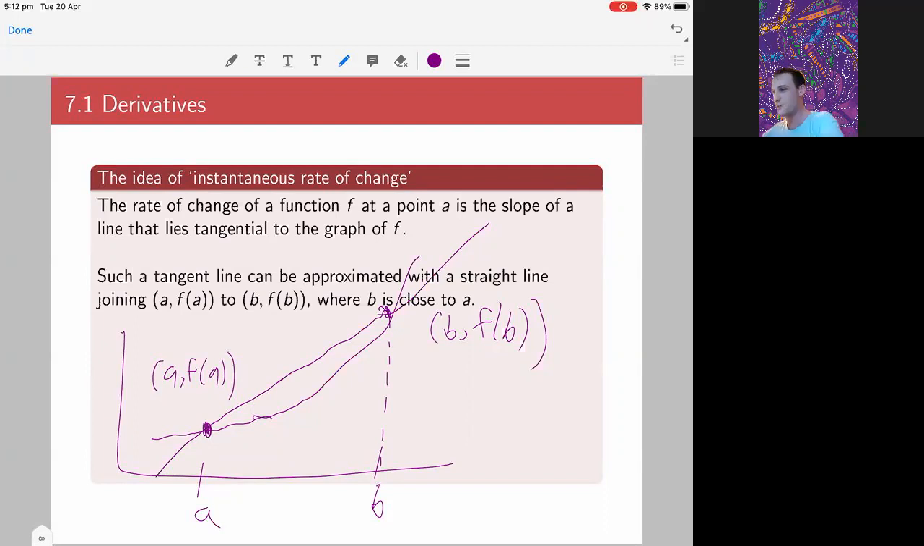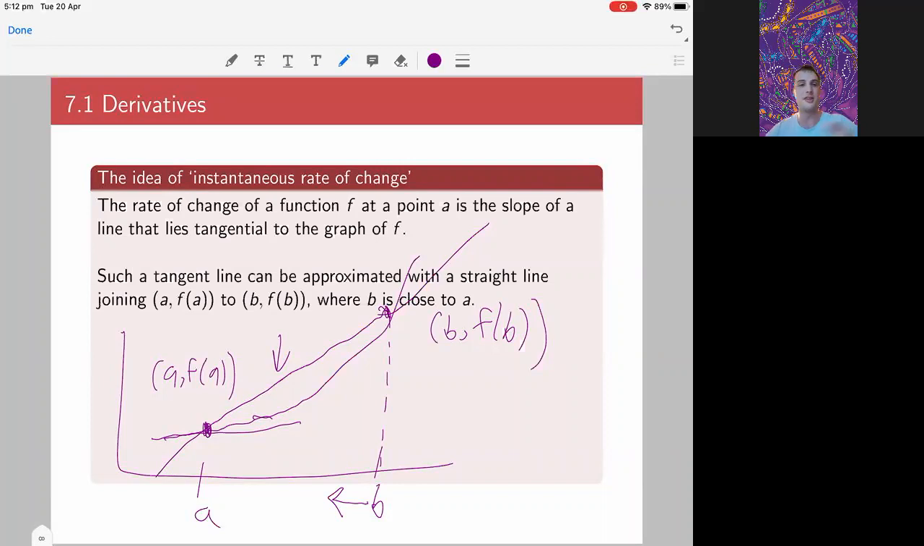Yes, so this particular straight line here should be an approximation. Hopefully it should be an approximation to the tangent line here. Well, the way I've drawn it, that's not particularly good, but the thought is perhaps that we can do this a bit better by moving the point B closer and closer to the point A.